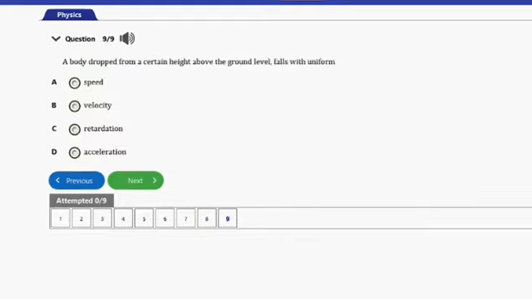So the last question here, question number 9, says, a body dropped from a certain height above the ground level falls with uniform A, speed, B, velocity, C, retardation, D, acceleration. So guys, the answer to the question here is acceleration. A body dropped from a certain height above the ground level falls with uniform acceleration.